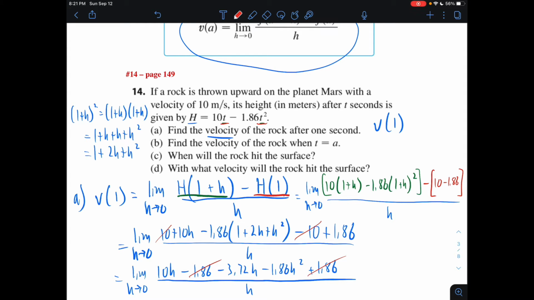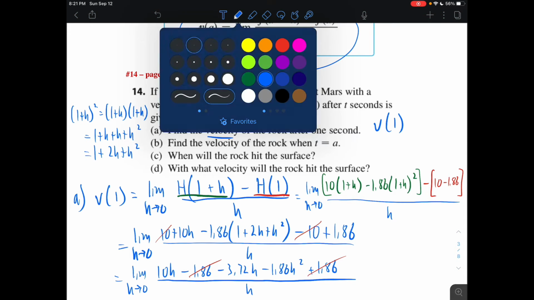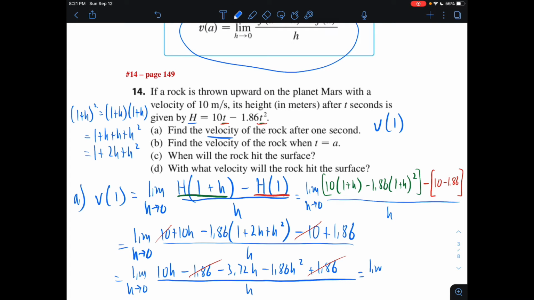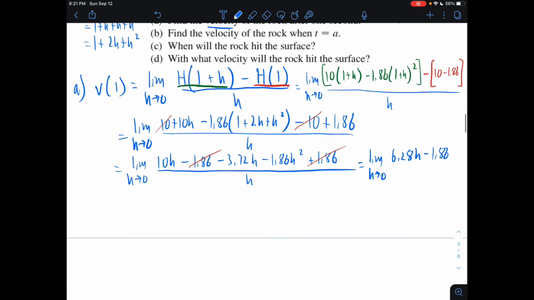So 10h minus 3.72h. And so this leaves me with the limit as h approaches 0 of 6.28h minus 1.86h squared, all divided by h.